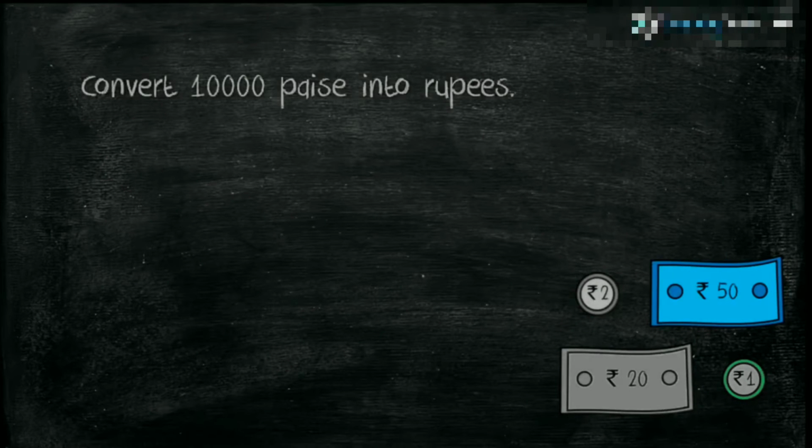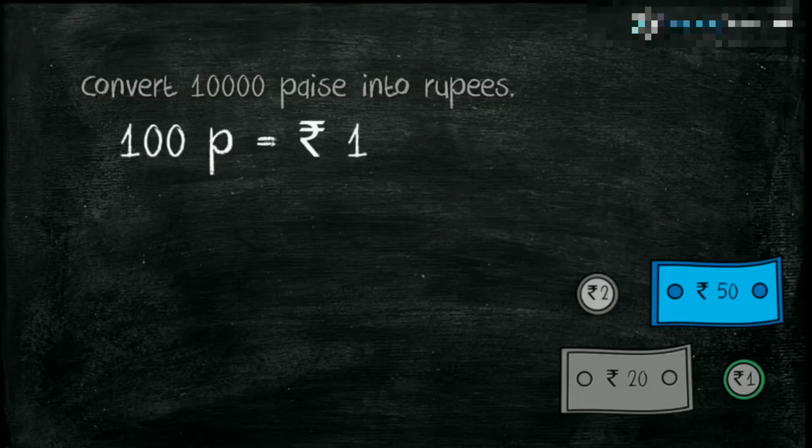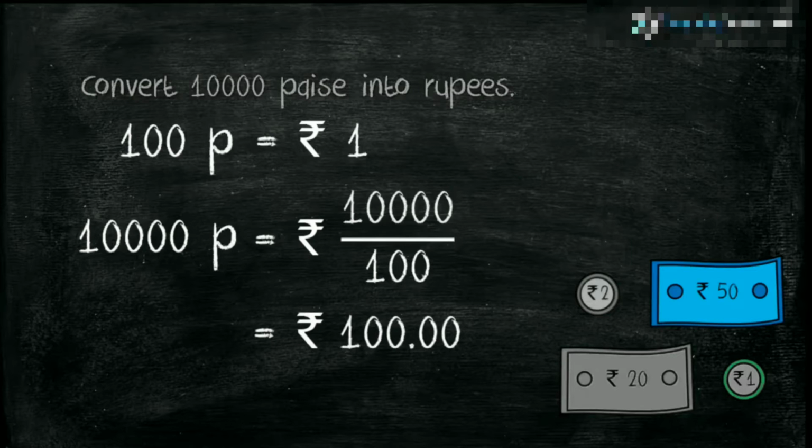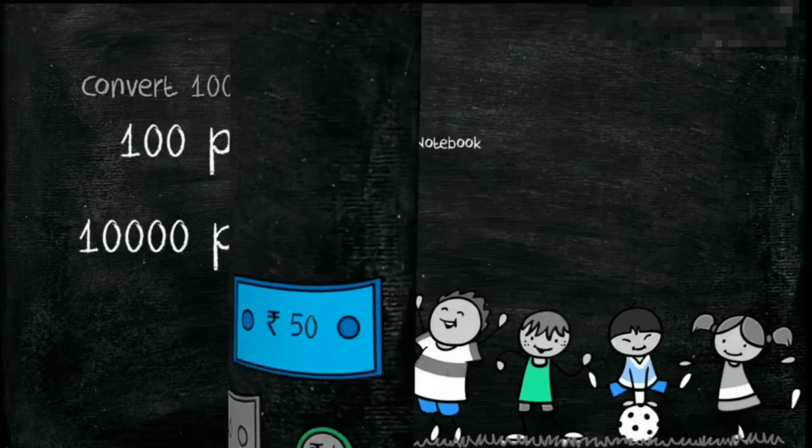Last question is, convert 10,000 paise into rupees. Students, to convert 10,000 paise into rupees, we will divide by 100. Therefore, we get 10,000 upon 100 rupees, which equals 100.00 rupees. Now, as you can see, there is no paise in 100.00. So we can write it as 100 rupees. So, this is how we convert paise into rupees.